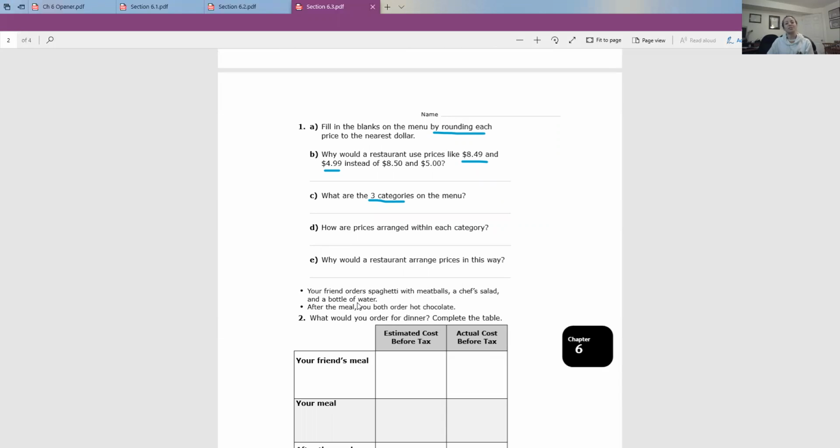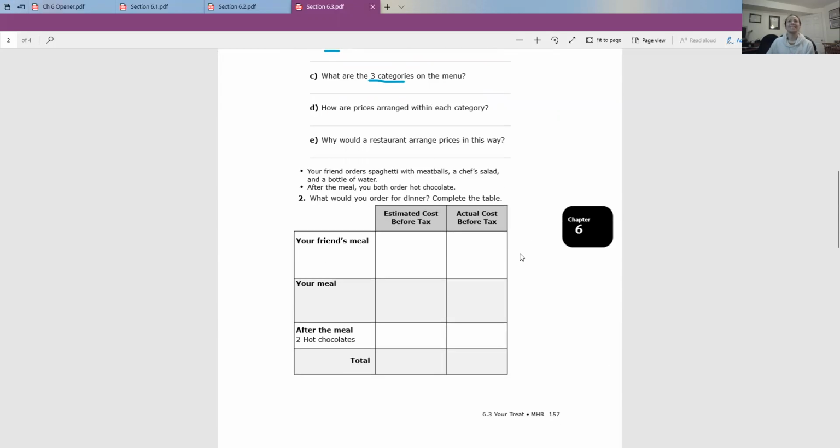And why do you think a restaurant might list things in that way? Okay, so you can put your own answers down. I'm more interested in question 2. So they give you an idea of what you would spend at the restaurant.